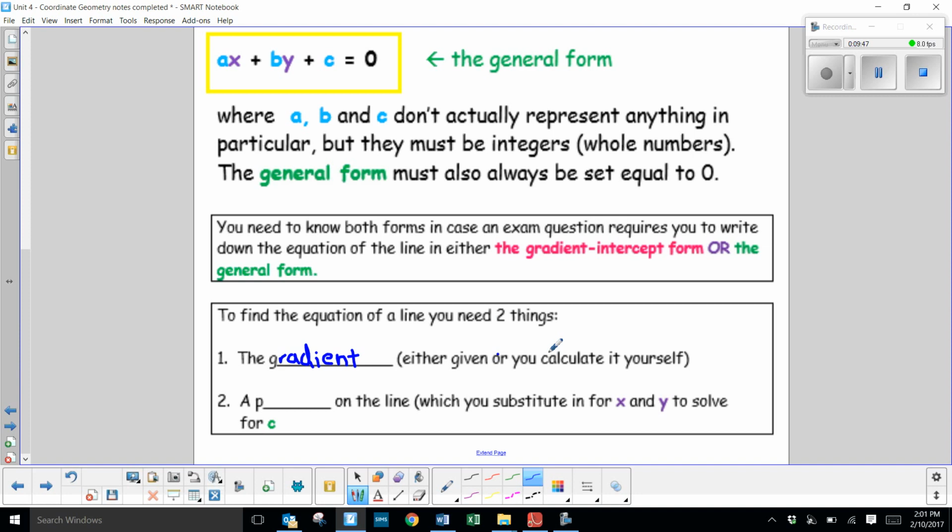You also need something on the line that starts with p, and you can use this something to substitute in for x and y to solve for c. It is a point. You need the gradient and you need a point on the line. That point on the line helps you to calculate the y-intercept. Unless of course it gives you the y-intercept, then that's fine. You can just sub in the y-intercept.